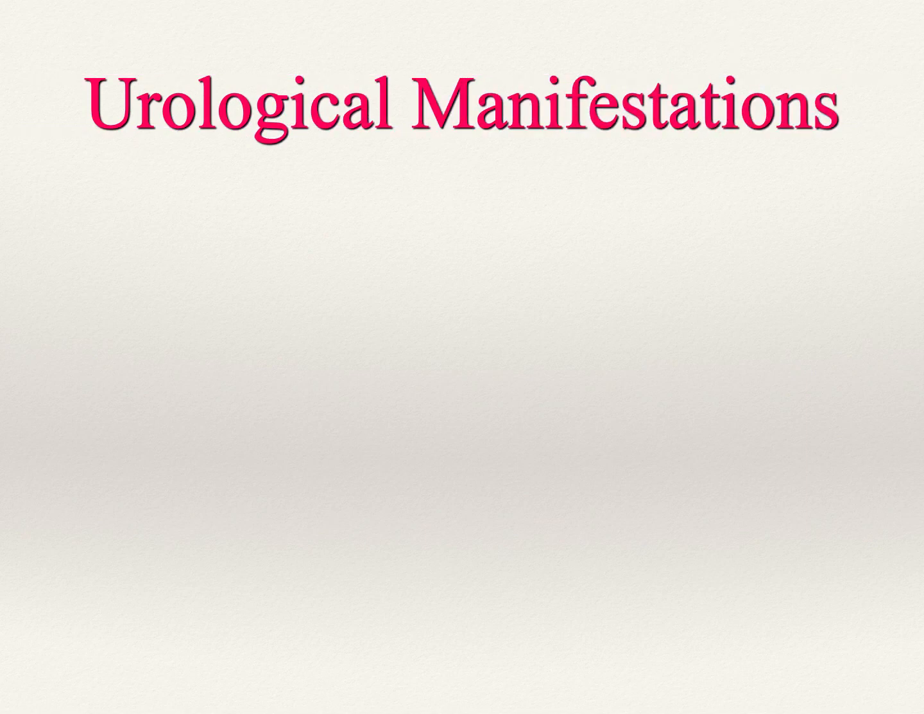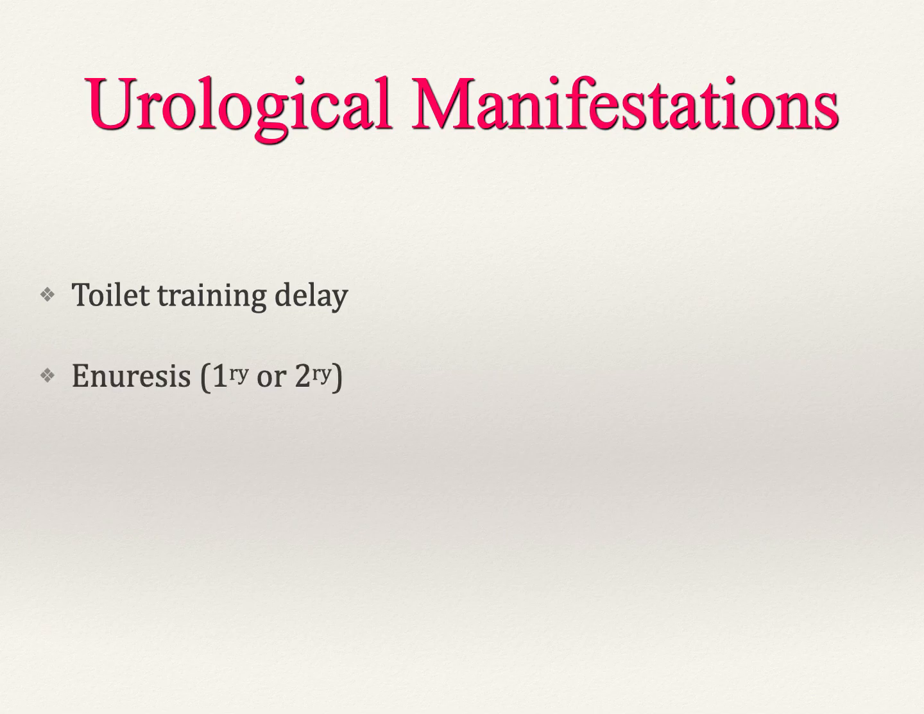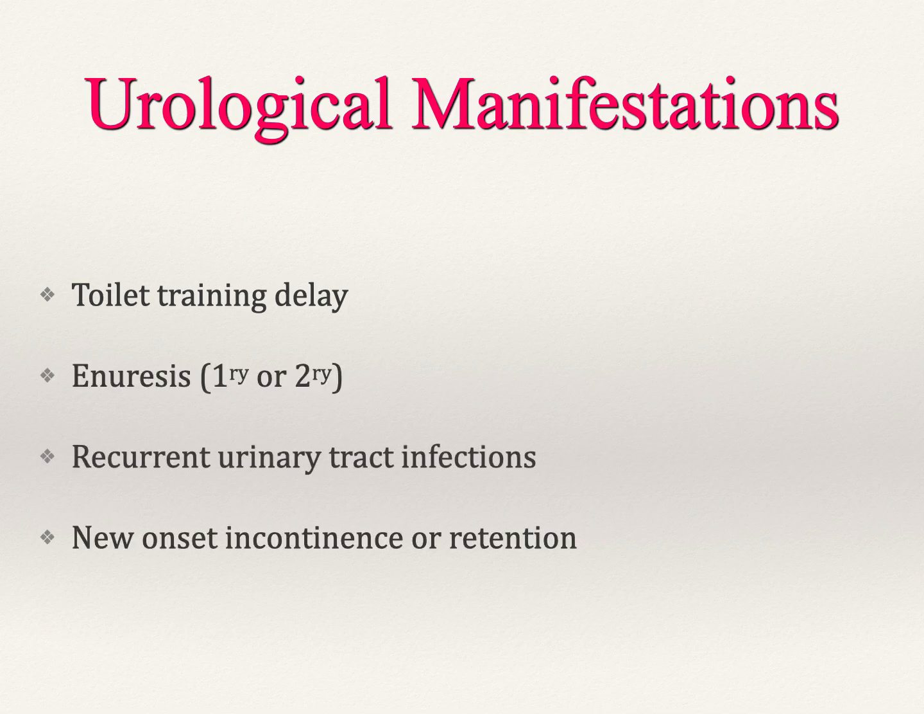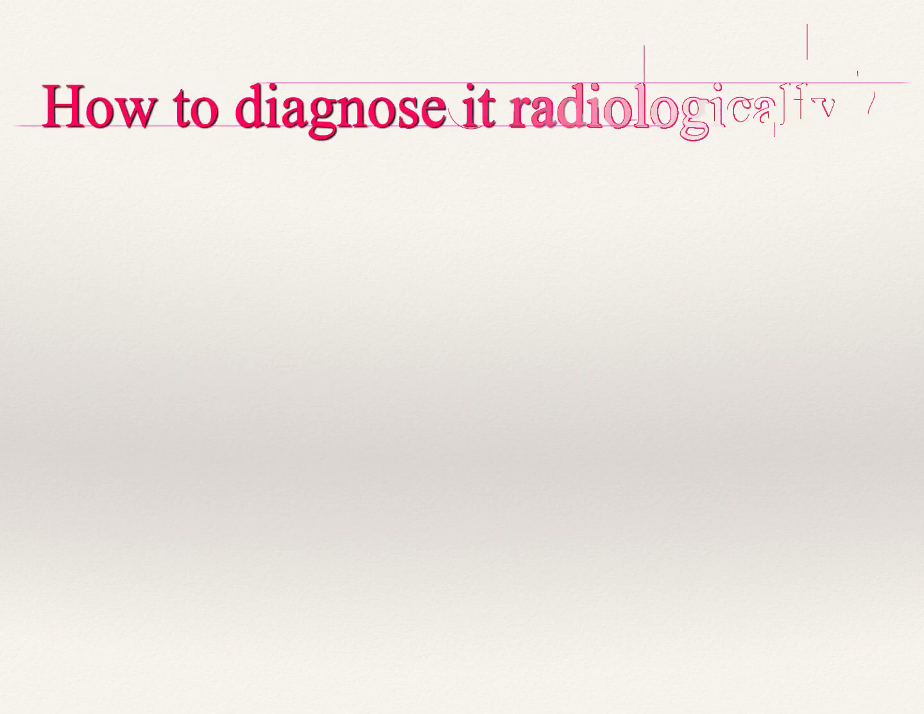Urological manifestations in children: they will have toilet training delay. It's difficult for the parents to train them for the toilet. Primary enuresis or secondary enuresis, where they were controlling themselves and then they lost this control. Recurrent urinary tract infections, because we've said again, one of the other factors is that it's more common in females than in males. So with this enuresis, precipitancy, incontinence, that can result in recurrent urinary tract infections, and the new onset of incontinence or retention.